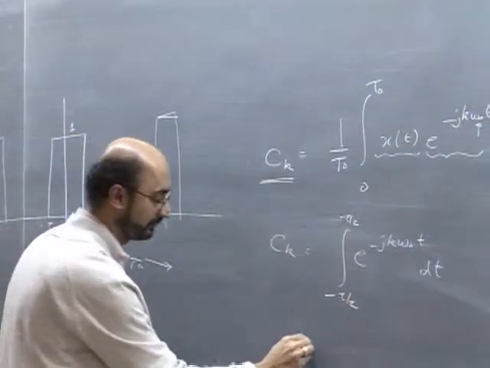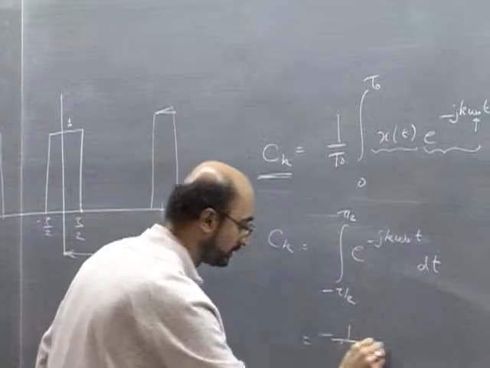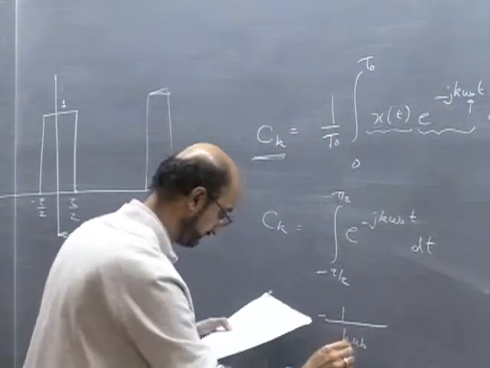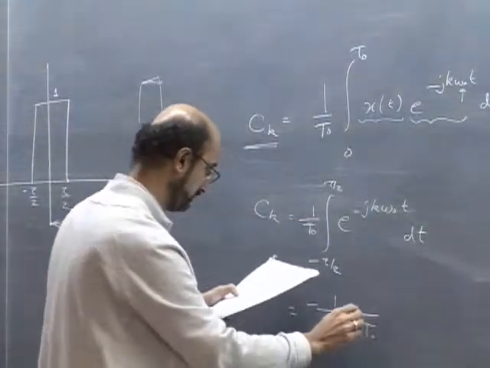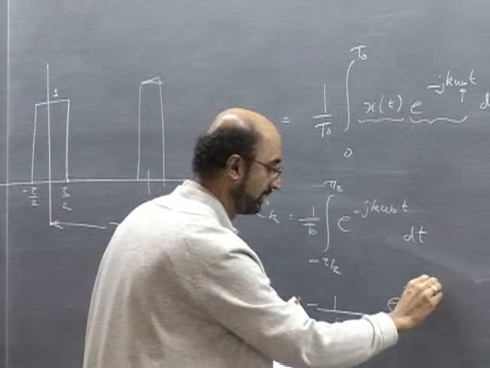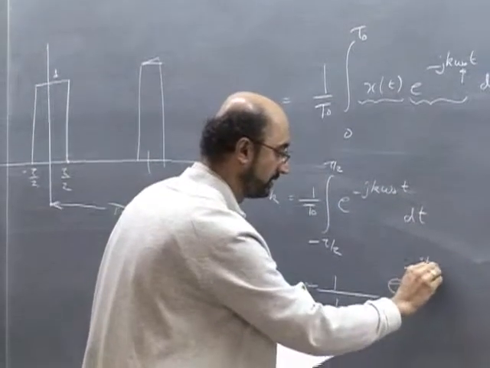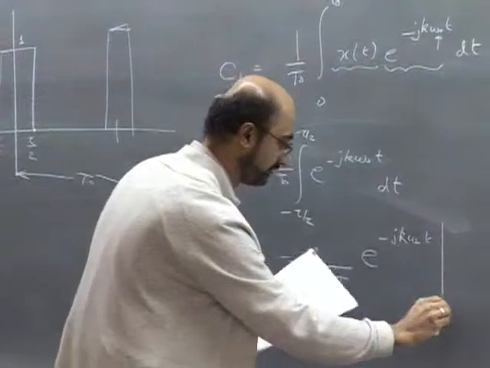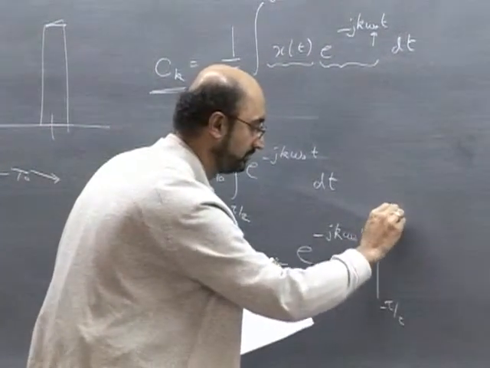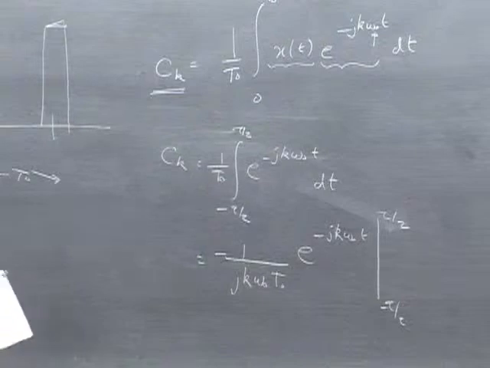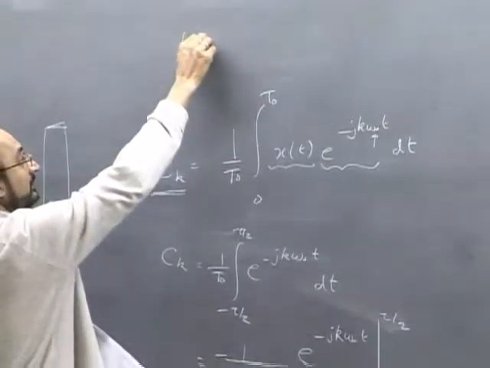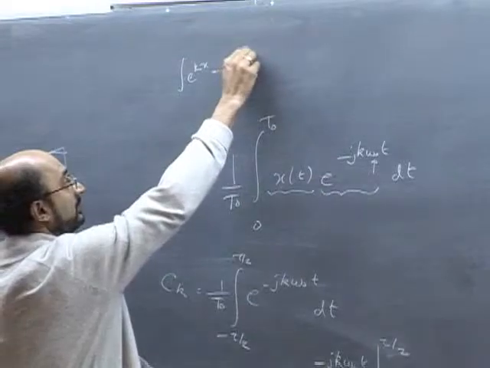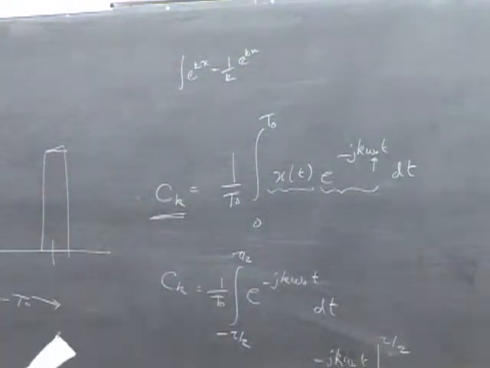And this is just going to be minus 1 over j k omega naught, 1 over t0, e to the minus j k omega naught t, evaluated over the range minus tau by 2 to tau by 2, which just comes from the fact that the integral of e to the kx equals 1 over k e to the kx, right? So that's just what I've used over here.